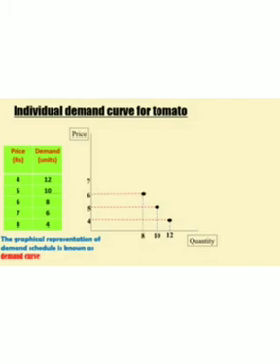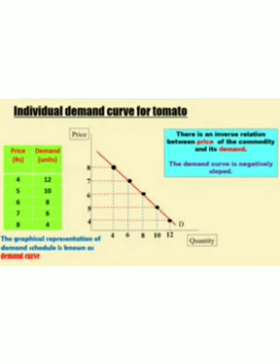After plotting all these points, we can join them by drawing a negatively sloped straight line. This is called the demand curve. Since there is an inverse relation between price of the commodity and its demand, demand curve is negatively sloped.